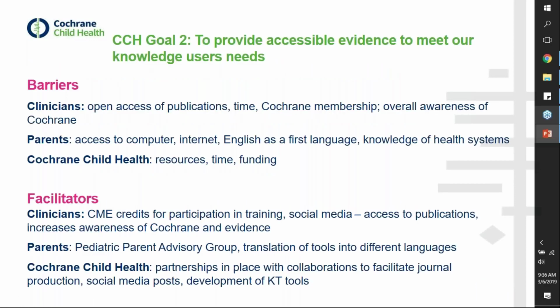So going back to the example I was using before, goal 2 is to provide accessible evidence to our knowledge users. Some of the barriers specifically to our different knowledge users we could think of at the time were, for clinicians, whether or not they had open access to publications, whether they had time to read our publications, whether they had Cochrane membership or were aware of what Cochrane is and the evidence and tools that it can provide. For parents, because a lot of the tools we were developing were online, things like access to a computer, whether they had internet access.